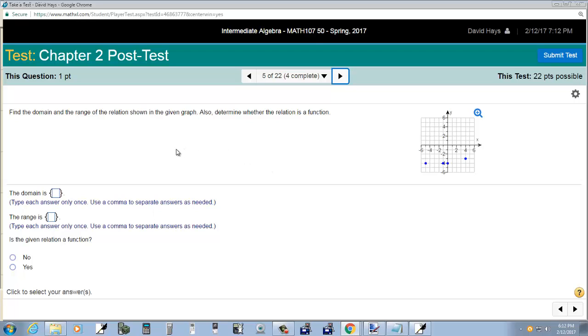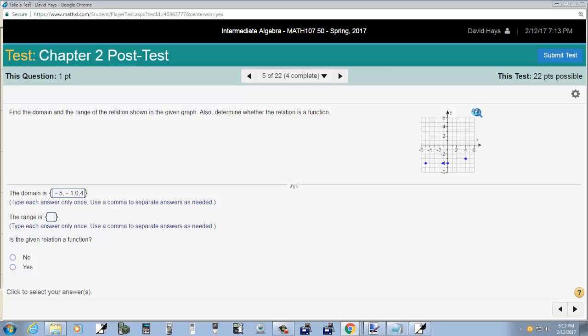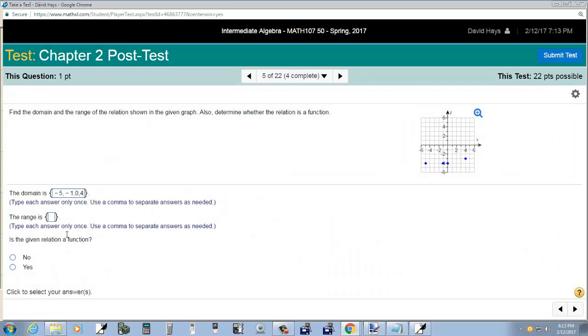Find domain and range, and also determine whether the relation is a function. Domain is our x values. My eyes can see that: it's negative 5, negative 1, 0, and 4. How do I know that? Well, at this point the x value is negative 5. At this point, the x value is negative 1. This is 0, and this is 4. So these are the x values of our points.